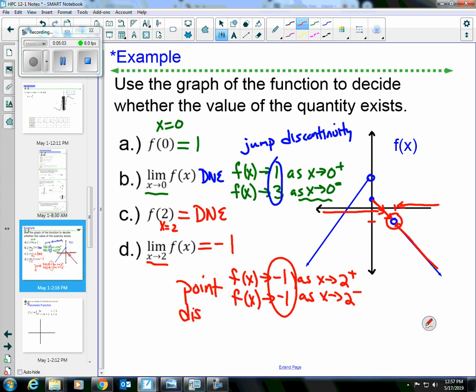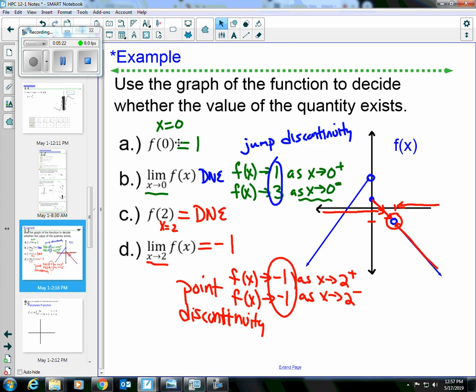So the type of discontinuity really does matter. What's happening on the graph. So it's point, let's see if I can spell here, discontinuity. Trying to talk and spell at the same time. There we go. So a point discontinuity is going to allow you to still have a limit even when the value of the function doesn't exist.